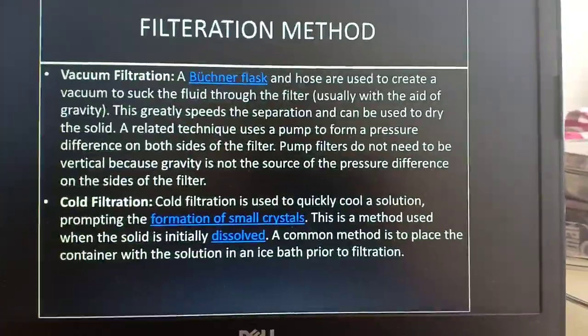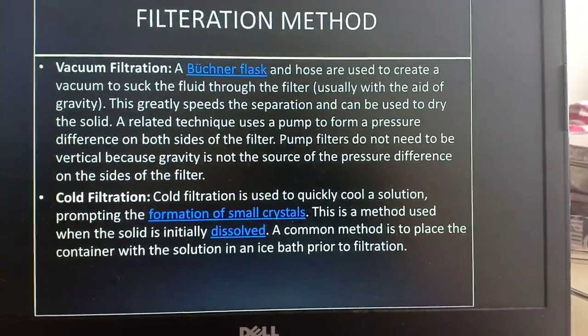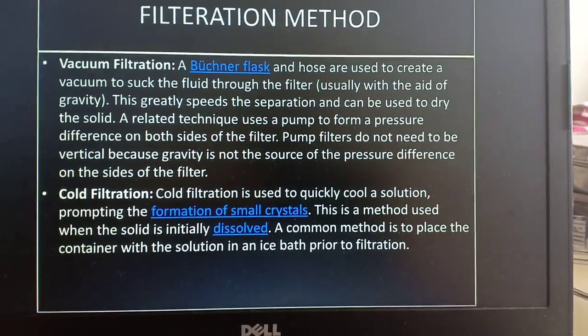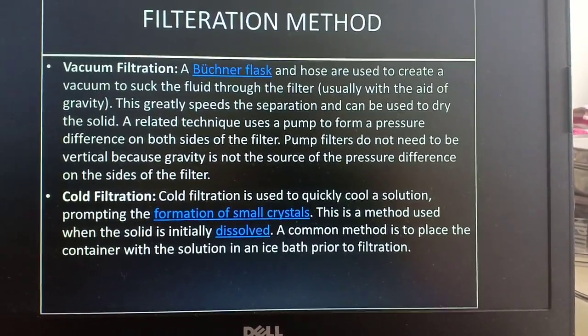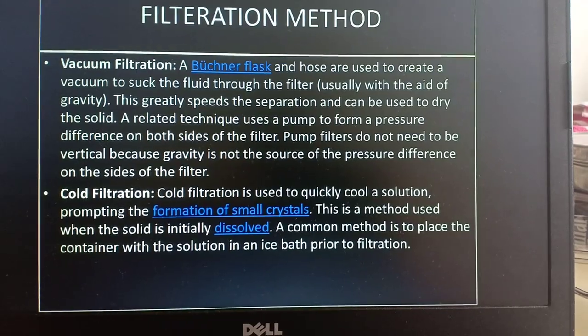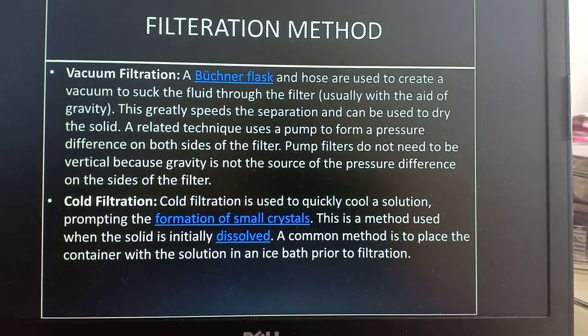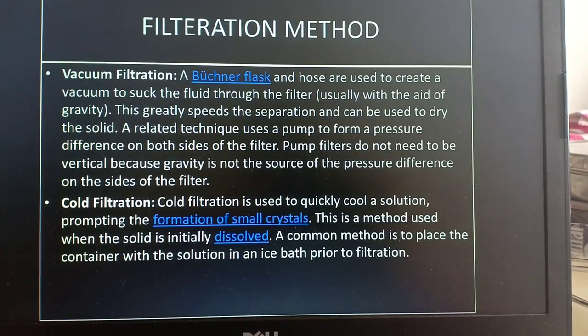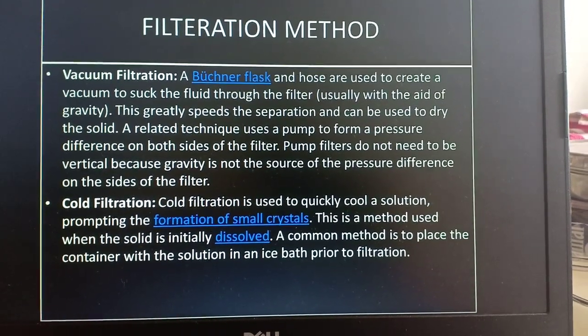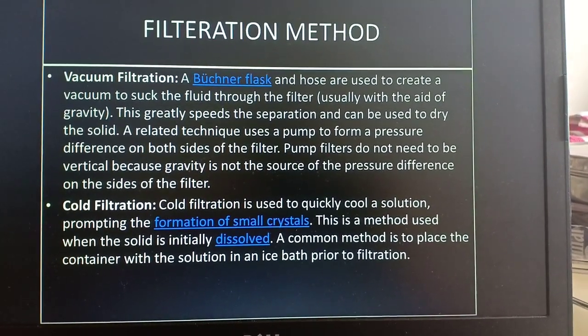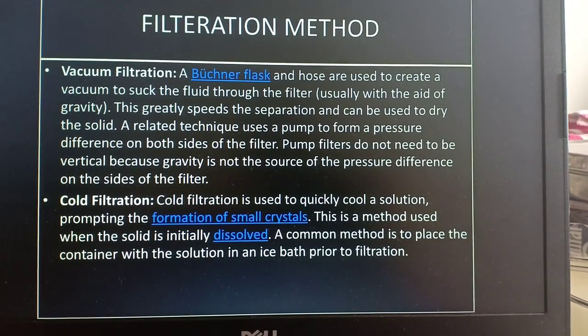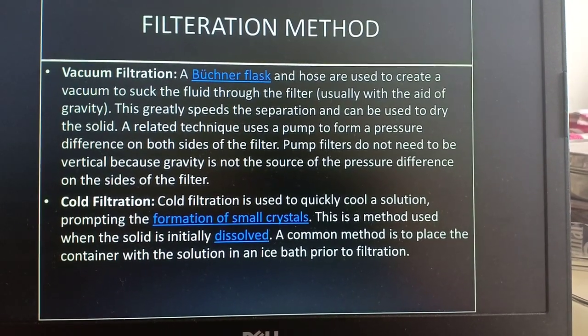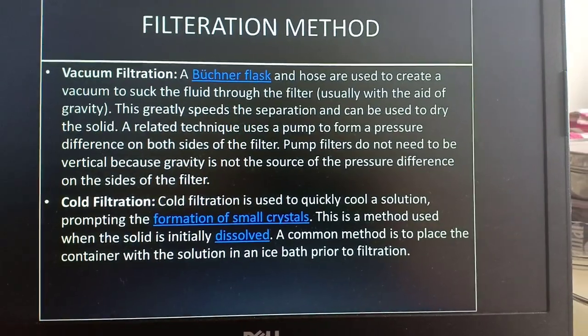Second filtration method includes vacuum filtration. A bucket flask and a hose are used to create a vacuum to suck the fluid through the filter. This greatly speeds the separation and can be used to dry the solid. A related technique uses a pump to form a pressure difference on both sides of the filter. Pump filters do not need to be vertical because gravity is not the source of the pressure difference on the sides of the filter.